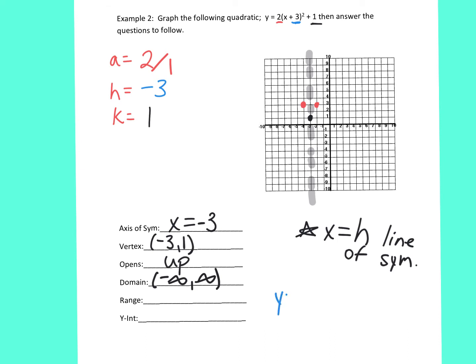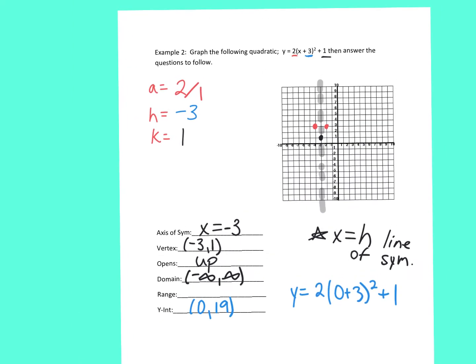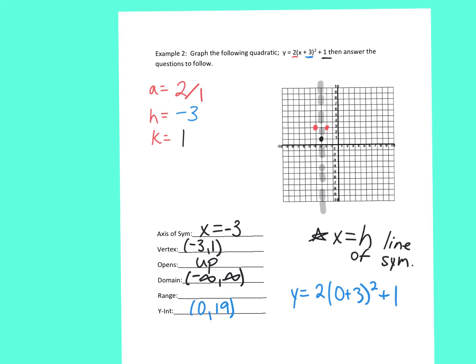So we'll go y equals 2 times (0 plus 3) squared plus 1. Tell me what that is. 19. So this is just 0, 19. If I plot that, is that going to be on this graph or above it? It's going to be kind of far up here, but that's okay.